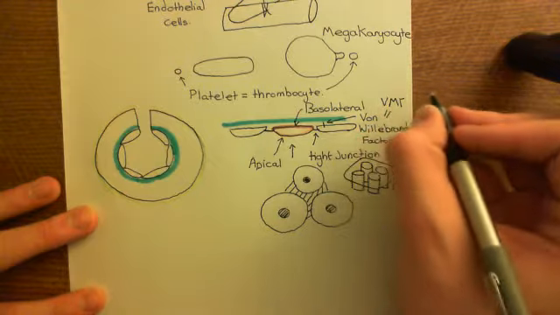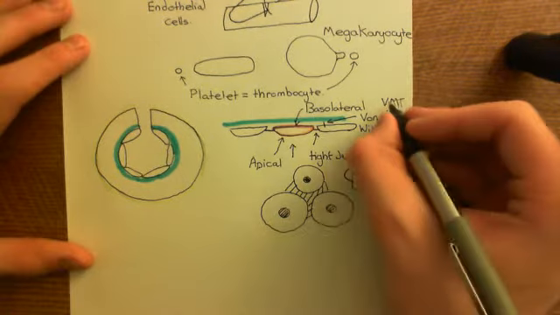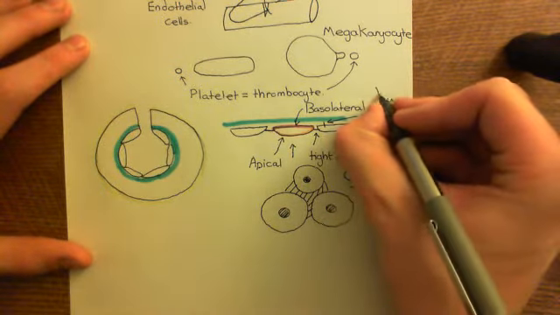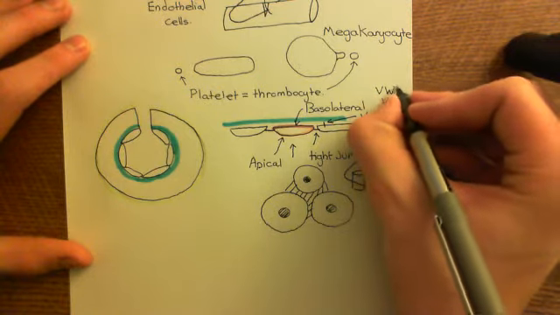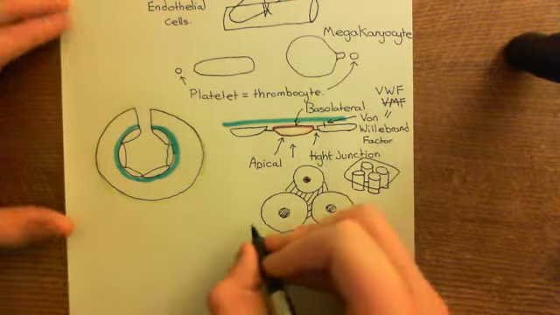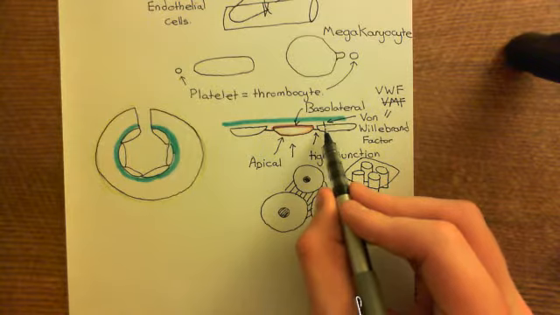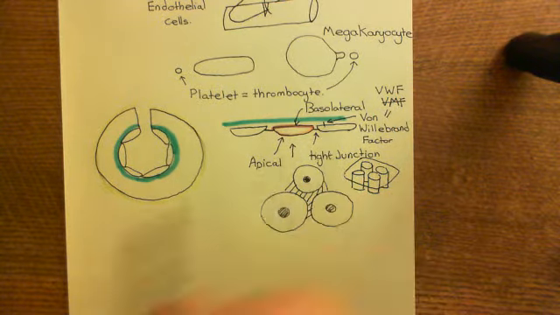And this protein is one of the key components of the hemostasis process. Oh dear, what have I done? VMF. No, that's not correct. VWF. Von Willebrand factor for short. Okay, so we've got this von Willebrand factor in the basolateral membrane of our endothelial cells.